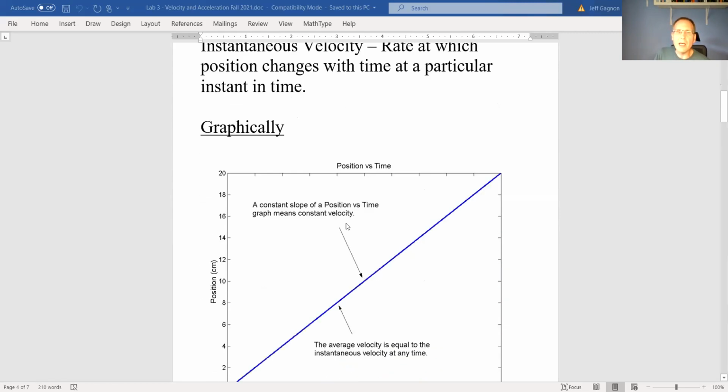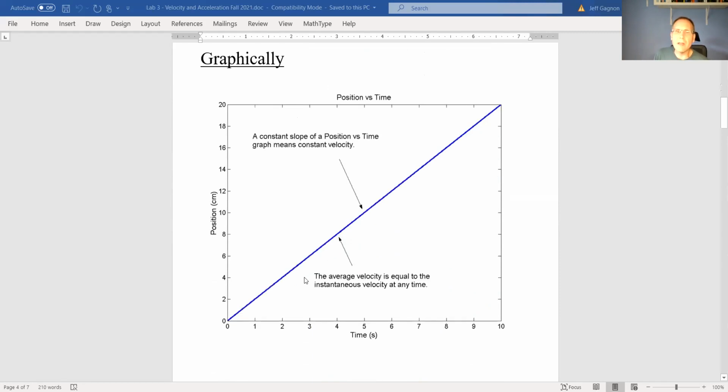The instantaneous velocity is the rate at which a position changes with time at a particular instant in time. And graphically, remember, the instantaneous velocity is the slope of a tangent line that just touches the curve at one point, right? So the slope of the line right there would be the velocity right at the instant. The slope here would be the velocity at this instant, and so on. But if we have a position versus time graph that's linear, see how the slope doesn't change, it's the same throughout. This is an example where we have constant velocity motion.